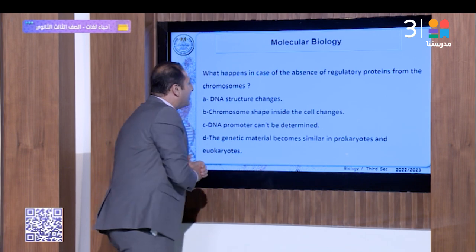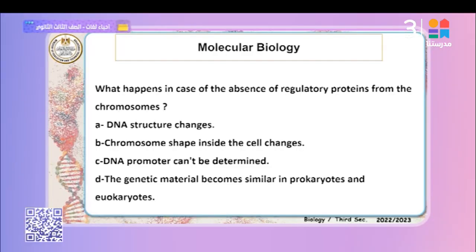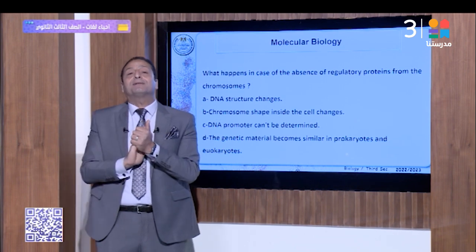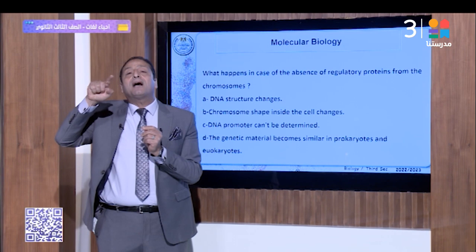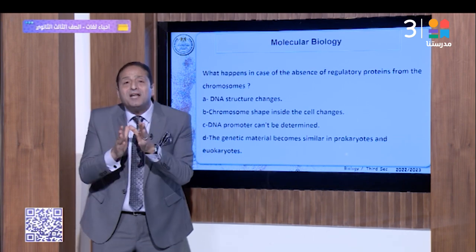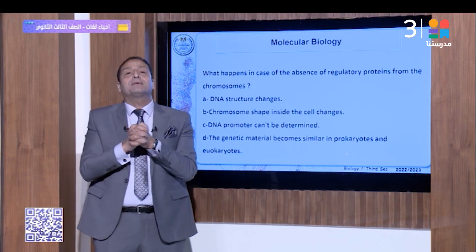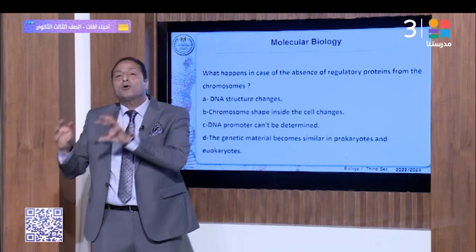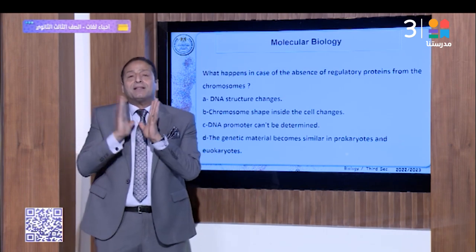That's right. Another question. What happens in the absence of regulatory proteins from the chromosome? Pay attention, please, and follow me. The specific types of protein are histone proteins and non-histone proteins. Histone proteins are a well-defined group of small structural proteins. They consist mainly of two amino acids, arginine and lysine. Both arginine and lysine contain R groups with a positive charge, binding with the negative charge of the phosphate groups. Histones are found only in eukaryotes, and DNA is coiled around clusters of histones.